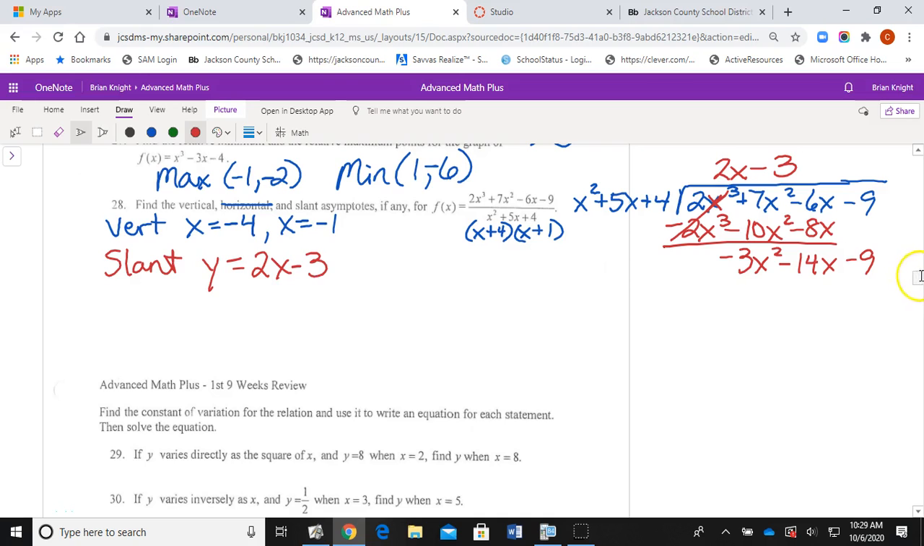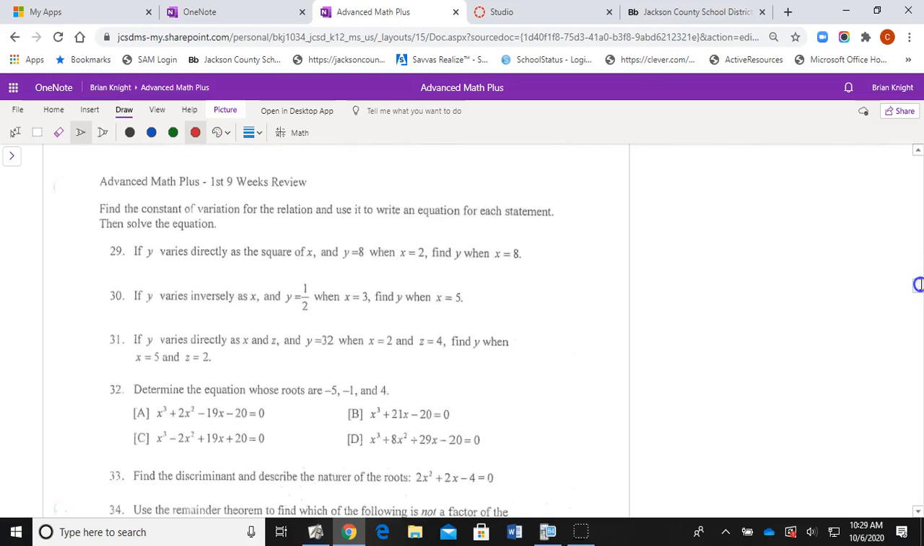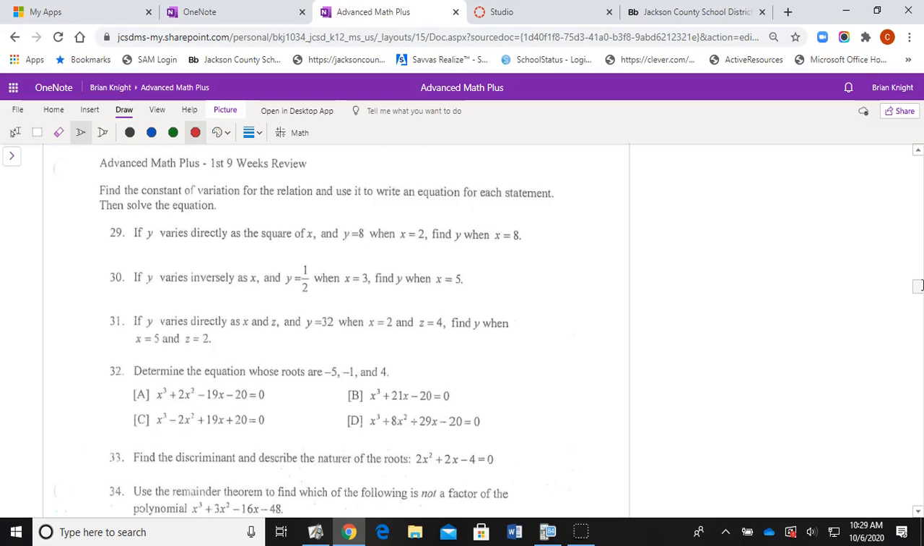29 and 30 and 31. It says find the constant of variation and use it to write an equation for each statement, then solve the equation. As I said earlier, remember it's going to be multiple choice, so it's quite a lengthy test. It'll take a while, so treat it like the ACT. Do whatever work you got to do to get the answer. If you can do all of it in the calculator, do all of it in the calculator. If you can't, write it down. But I'm just going to be looking for A, B, C, or D.